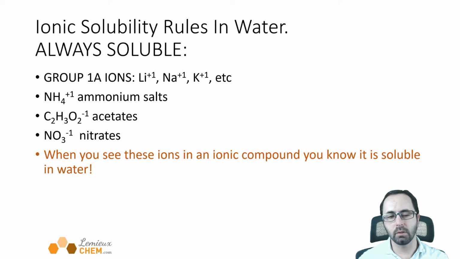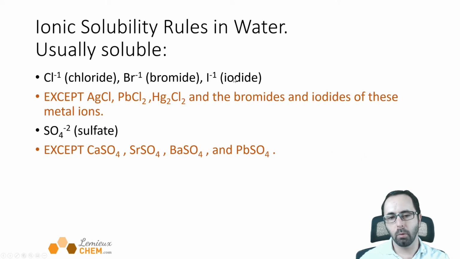Just a reminder, solubility rules. You've seen this in previous slides, but I thought you might need them again, so I put them in this set of slides as well. If you have group 1 ions in your ionic compound, it's soluble. Ammonium ions or acetate ions or nitrate ions, whenever you see these ions in an ionic compound, it's always soluble in water. Chlorides, bromides, and iodides are generally soluble with the exception of silver chloride, lead 2 chloride, and mercury 1 chloride.